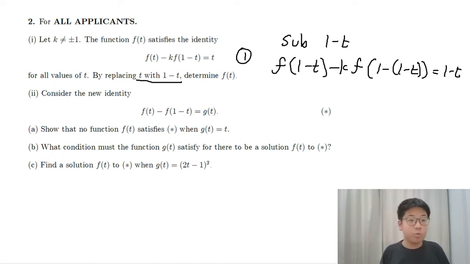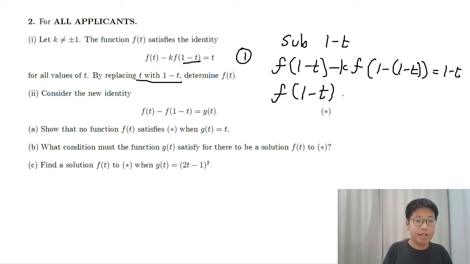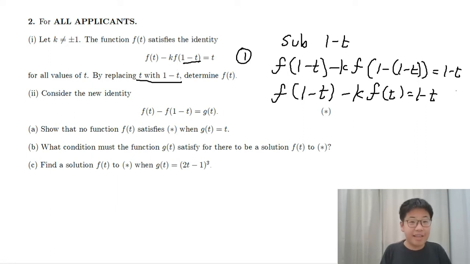Why did I choose 1 minus t? Because there is already a 1 minus t in the equation. And when we simplify this expression here, we will get this expression, and the f(1 minus (1 minus t)) will change to f(t). We will call this equation 2.